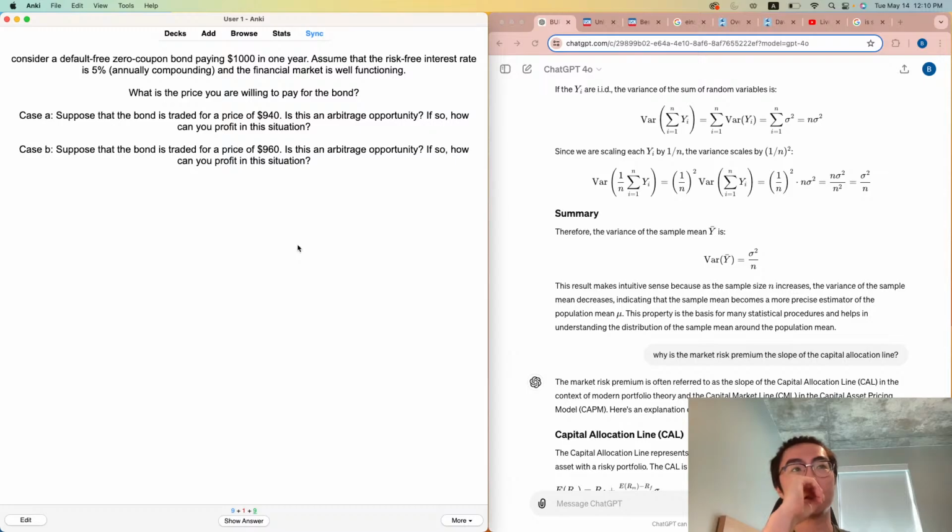Case B, suppose that the bond is traded for a price of $960. Is this an arbitrage opportunity?